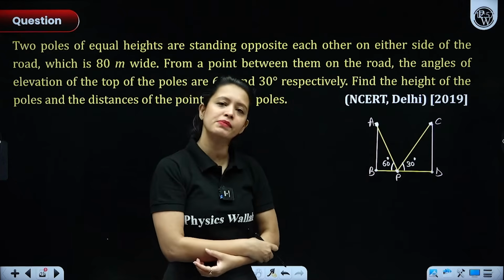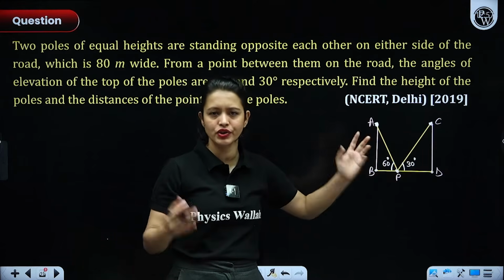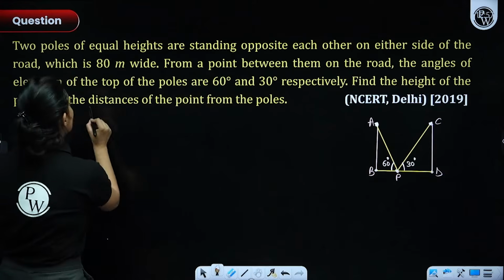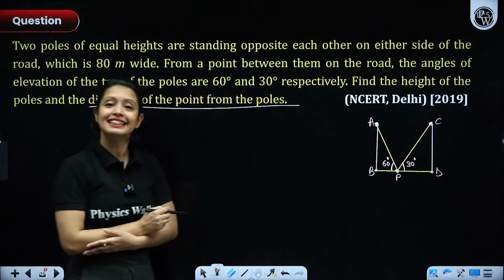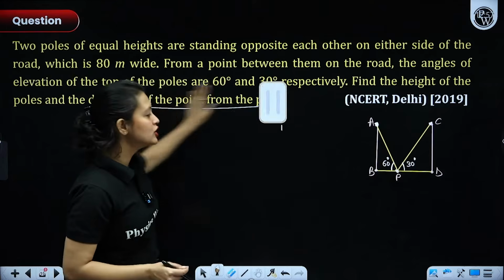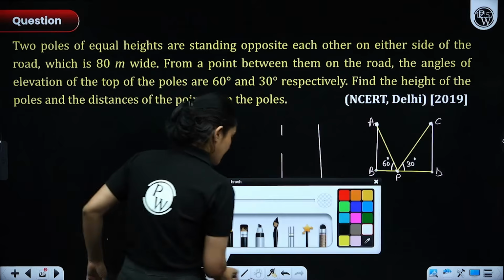Here, it didn't matter, you could have taken 30 degrees here and 60 degrees here, you would get the answer. But the problem is, finally when you had to figure out the distances of the point from the poles, it would have mattered whether you took the angles correctly or not. So I hope you understood this. This is very simple but very important. Okay, let's go.